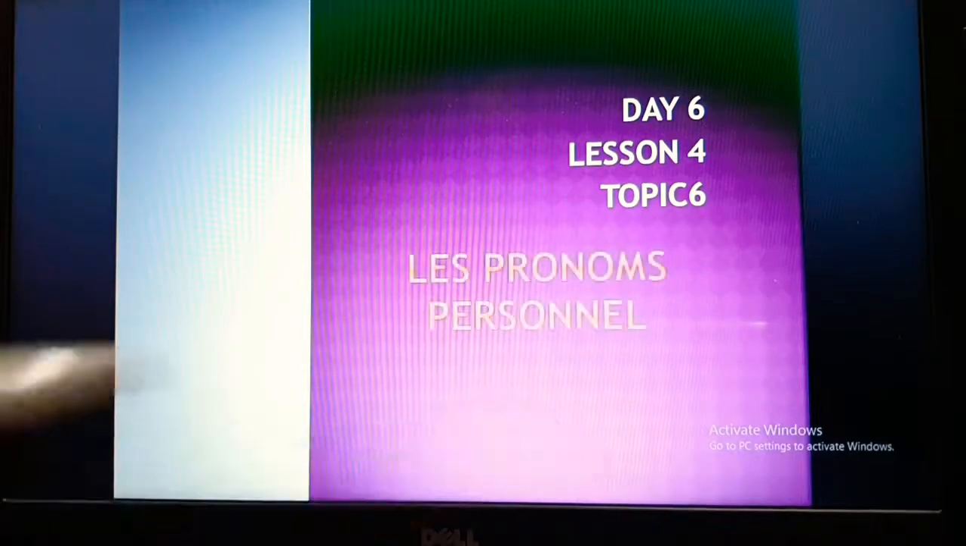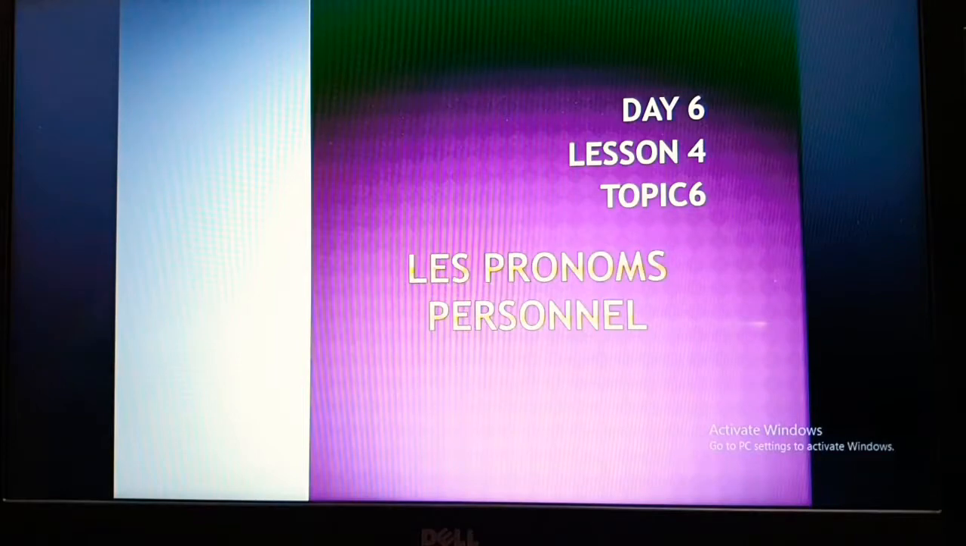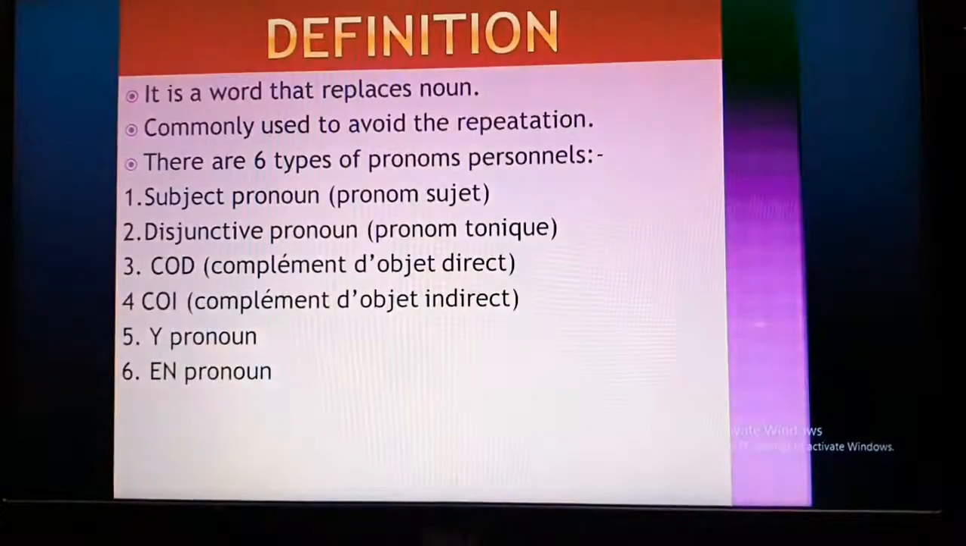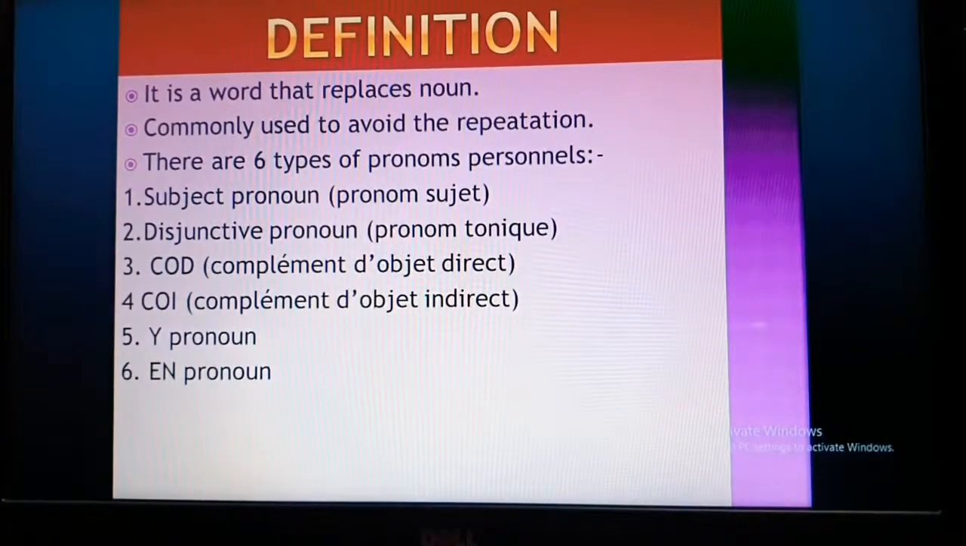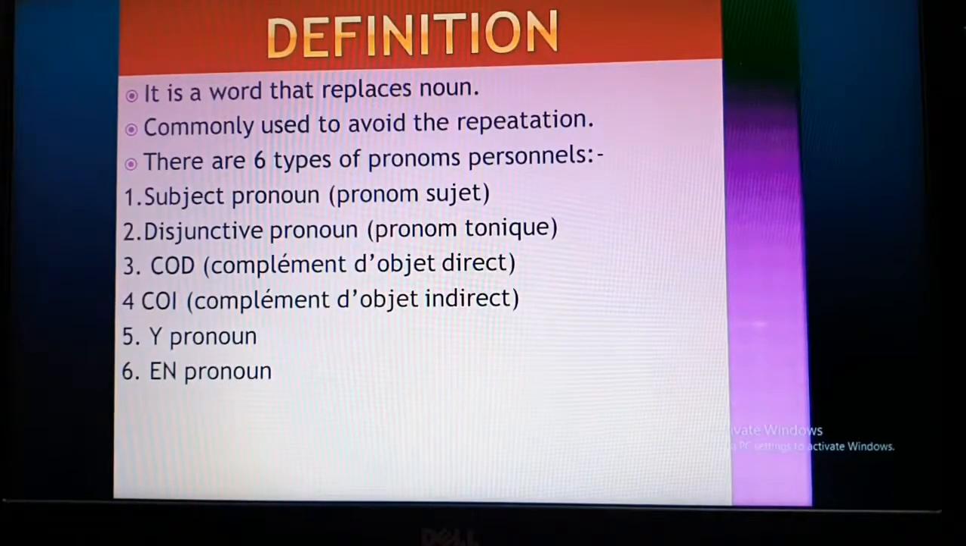So today's topic is the pronoun personal. This topic, which we have already done in class 9, we will be doing in class 10 also, but in detail. Now, the first thing is the definition of pronoun personal. What is a pronoun personal? It is a word that replaces a noun, commonly used to avoid repetition. So if something repeats twice, we cut it short.